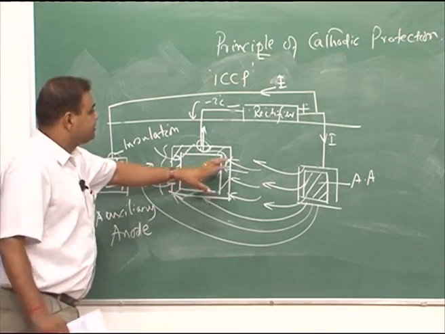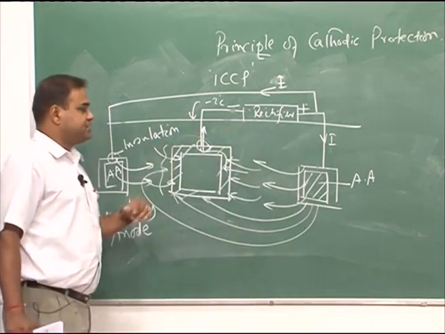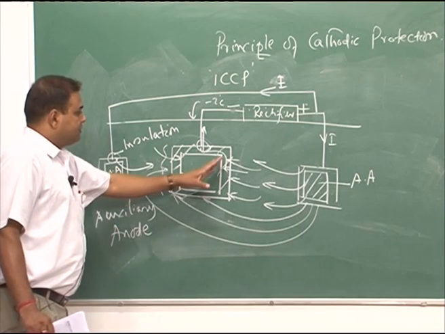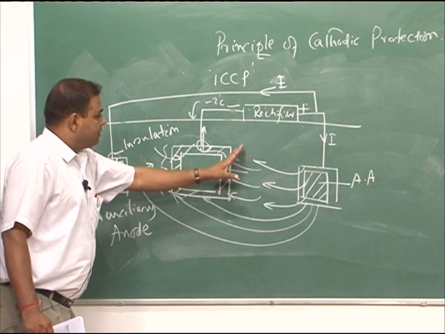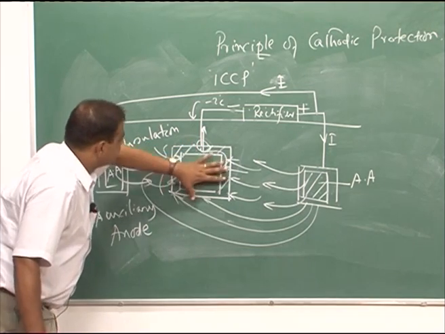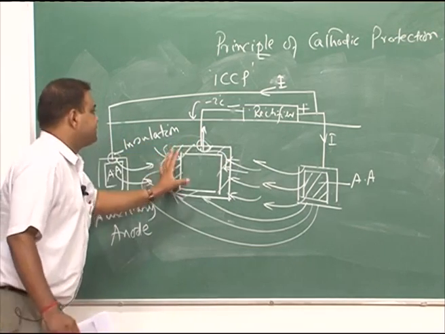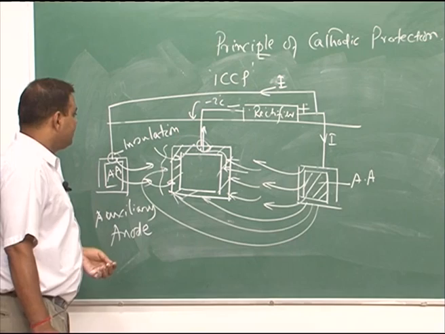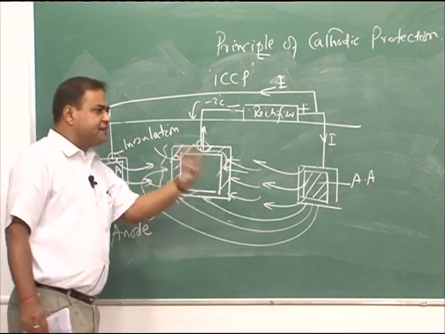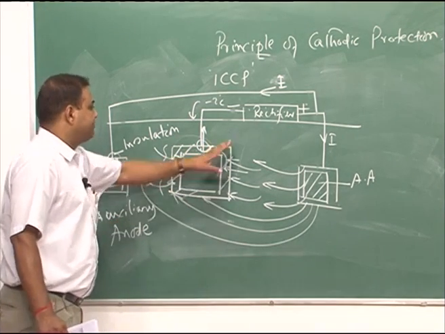Now, another point is that this current value is to be chosen in such a way that, all the time, the steel structure is in the solution or the electrolyte, which is basically the soil electrolyte. At that time, a number of various reactions can form on the surface.